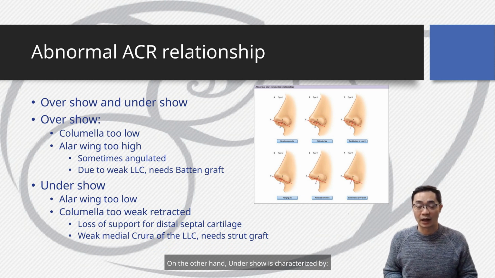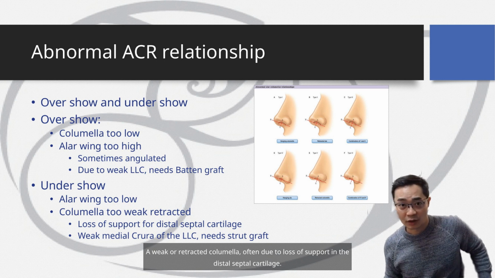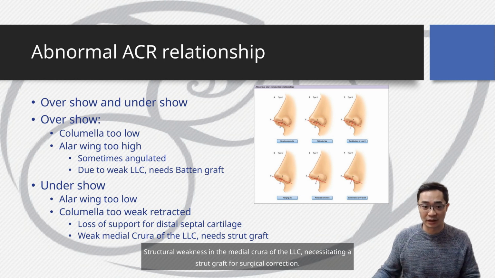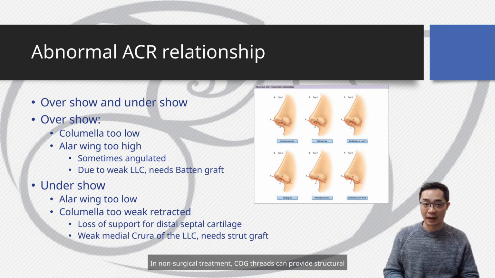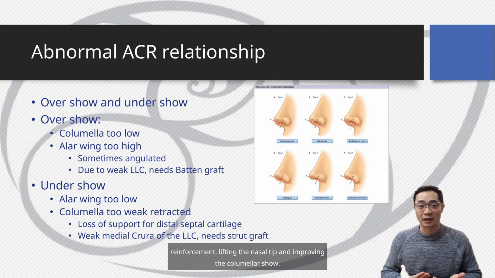On the other hand, undershow is characterized by a low-positioned alar wing, contributing to a retracted appearance. A weak or retracted columella, often due to loss of support in the distal septal cartilage. Structural weakness in the medial crura of the LLC, necessitating a strut graft for surgical correction. In non-surgical treatment, COG threads can provide structural reinforcement, lifting the nasal tip and improving the columella show.